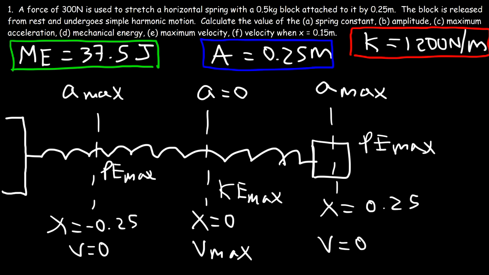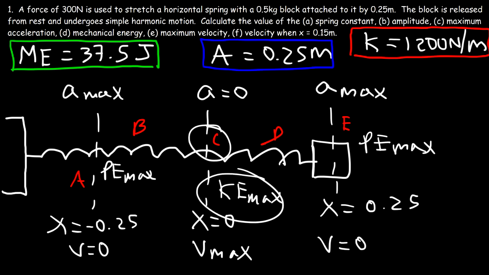But anywhere between, let's call this point A, B, C, D, and E. So at points B and D, or anywhere else other than A, C, and E, the mechanical energy is the sum of the kinetic and the potential energy. But at point C, the mechanical energy is equal to the maximum kinetic energy. And at points A and E, the mechanical energy is equal to the maximum potential energy. So make sure you understand that.